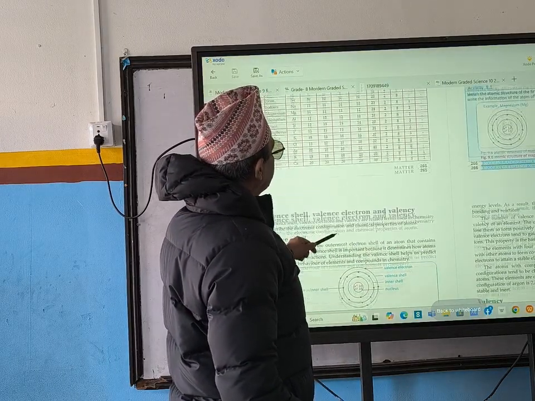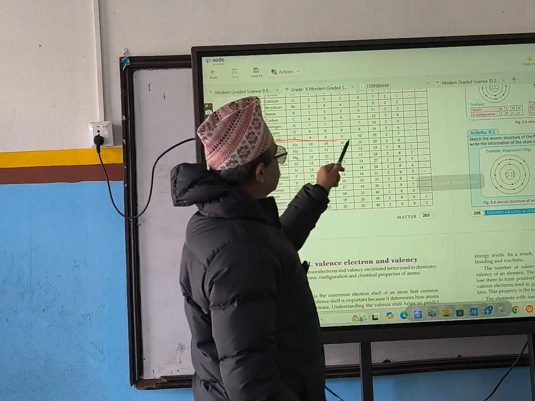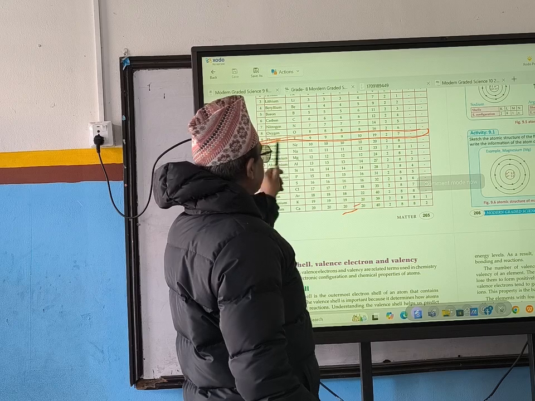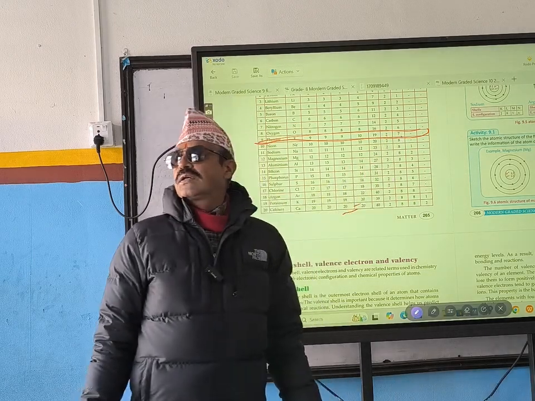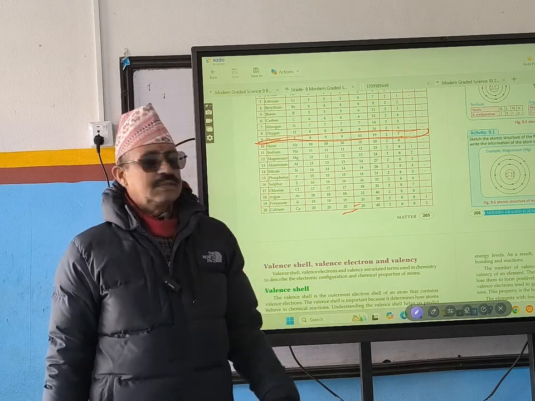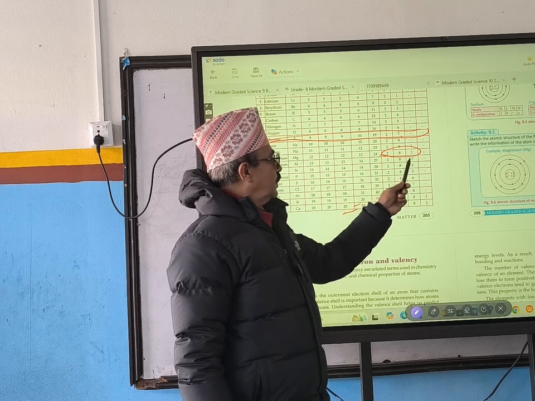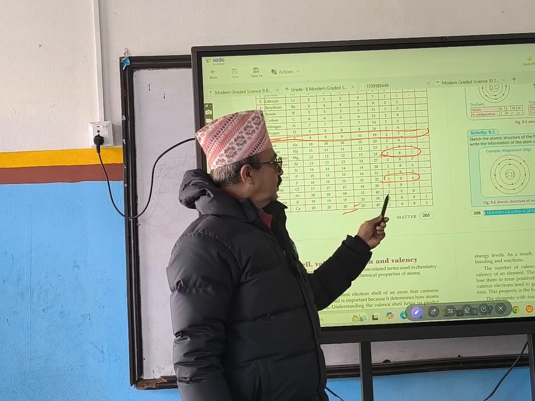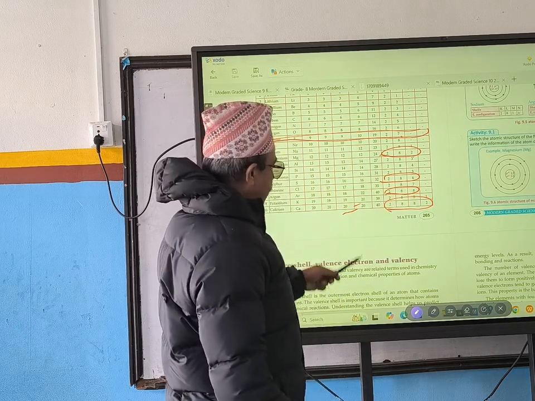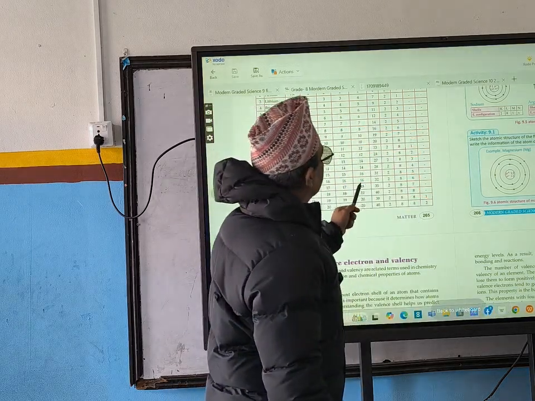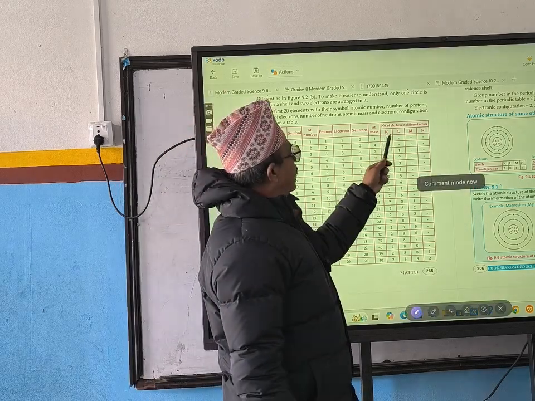In the chart I will show you. Let's take some examples. Fluorine. Here is fluorine. In fluorine, electronic configuration is 2, 7. Is here 2, 7 or not? So what is the number of valence electron? 7. Here in 2, 8, 2. 2, 8, 6, 2, 8, 8, 2, 8, 8, 2. Okay.